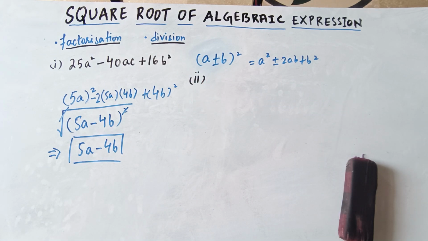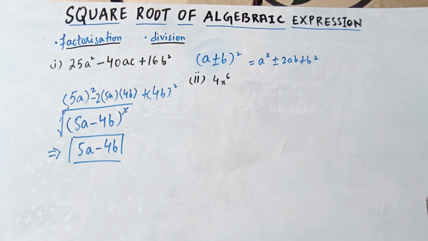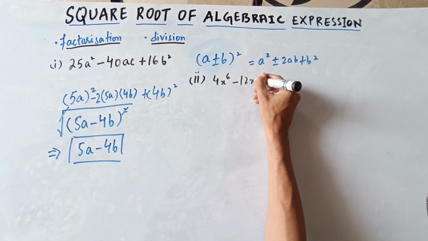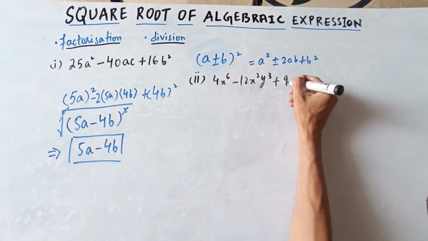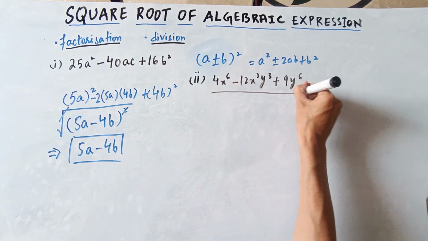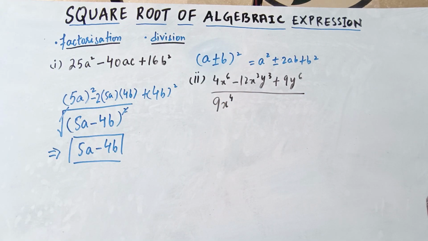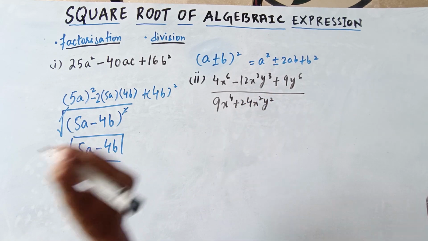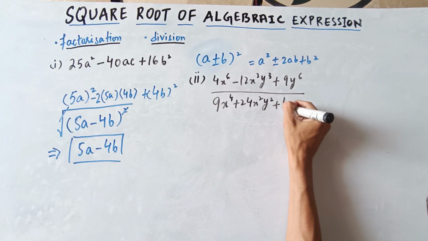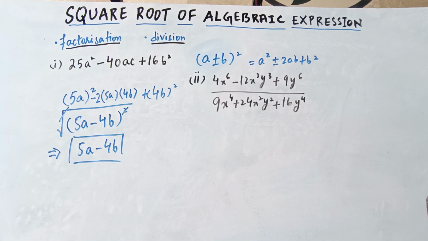to understand it better. We have an expression: in the numerator 4x power 6 minus 12x cube y cube plus 9y power 6. In the denominator we have 9x power 4 plus 24x square y square plus 16y power 4. So this is an algebraic expression and we need to find its square root.